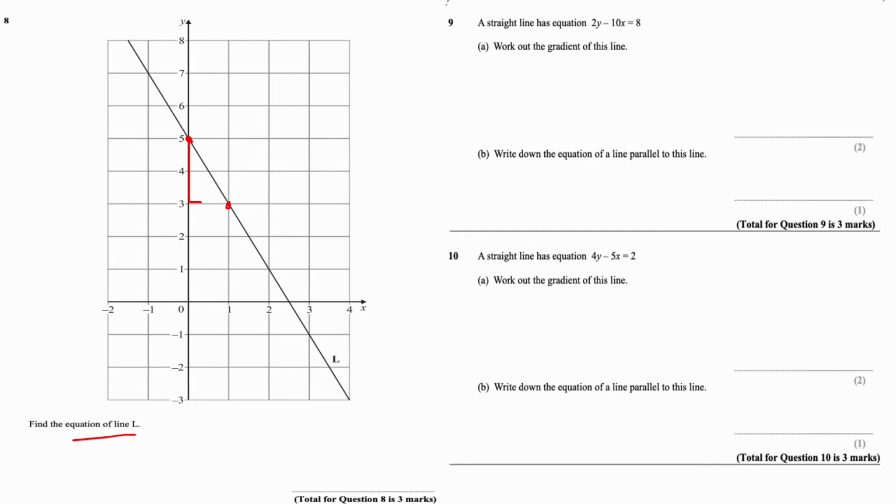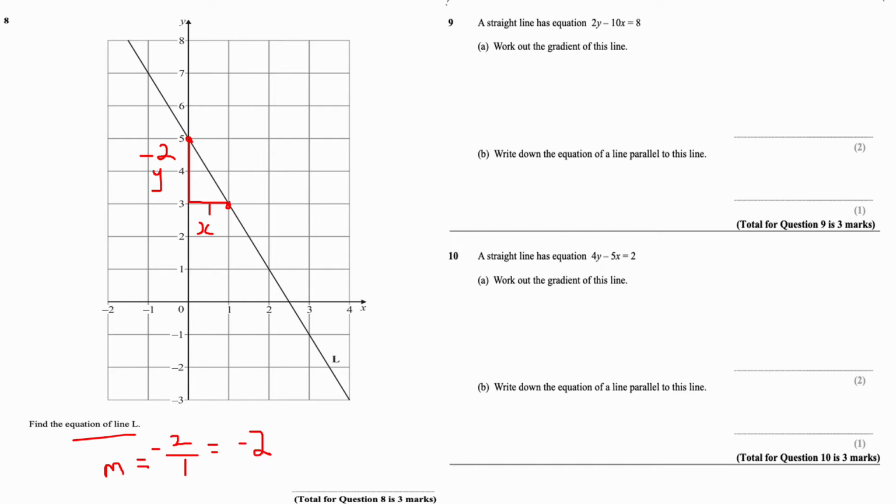And if I just draw a little triangle here, this is my x direction and this is my y direction. Now, because obviously it's sloping this way, we know that we are going to have a negative gradient. So it's gone down by 2 and across by 1. So the gradient is the rise over run, the change in y over the change in x. Negative 2 divided by 1 is negative 2. That's my gradient.